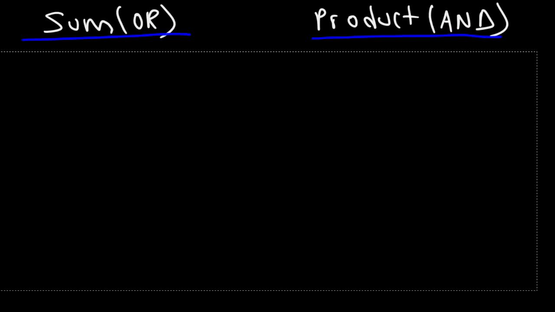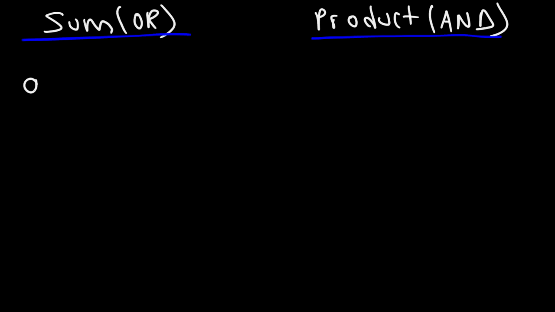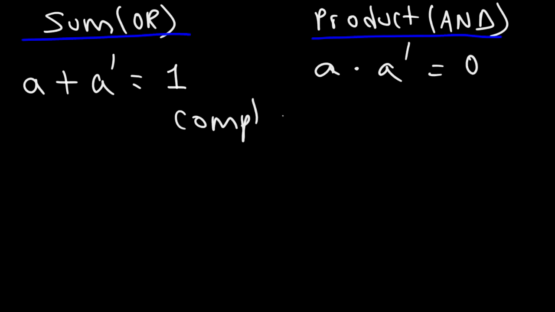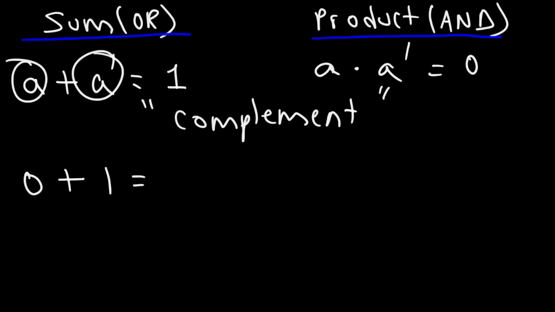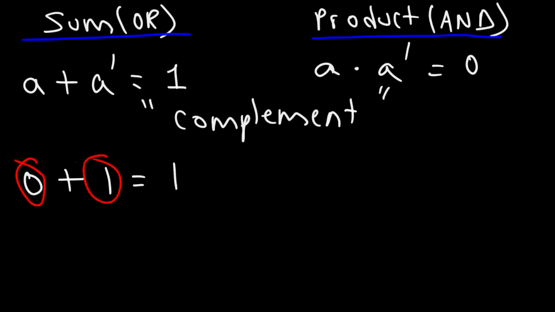Now the next rule that we're going to talk about is the complements. A plus A prime is going to be 1. And A times A prime will always be 0. So this is the complement property. Now, using numbers, if A is 0, A prime has to be 1. So when dealing with the OR logic gate, if one of the inputs is in the off state and the other is in the on state, the output will be on. So that's what 0 plus 1 equals 1 means.